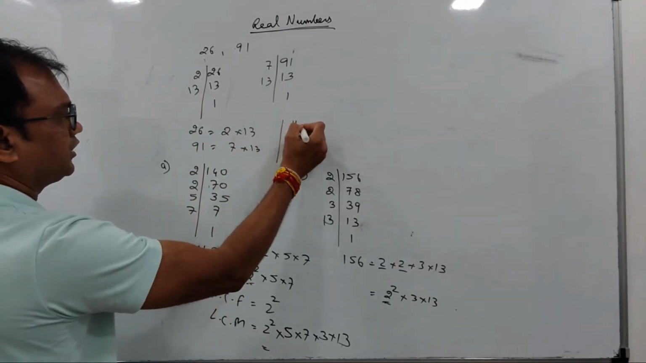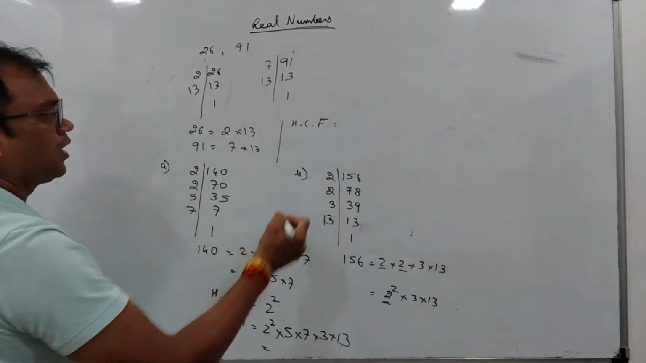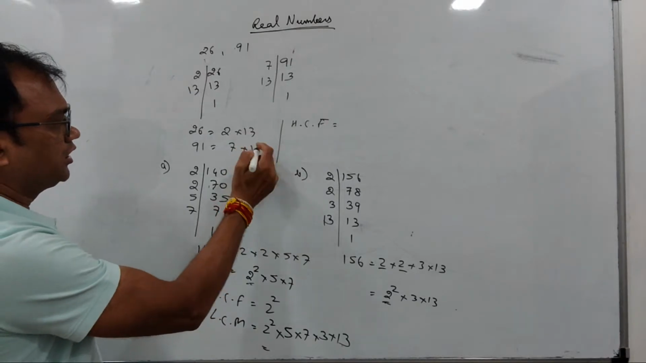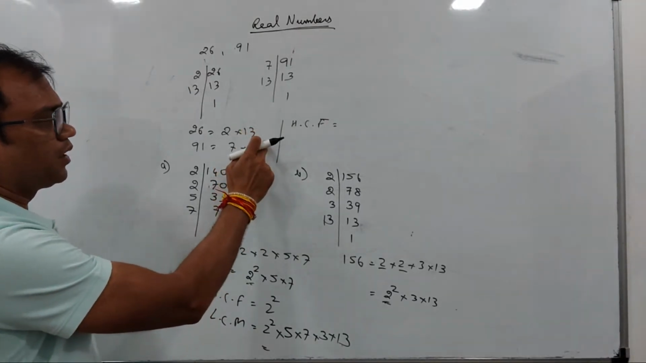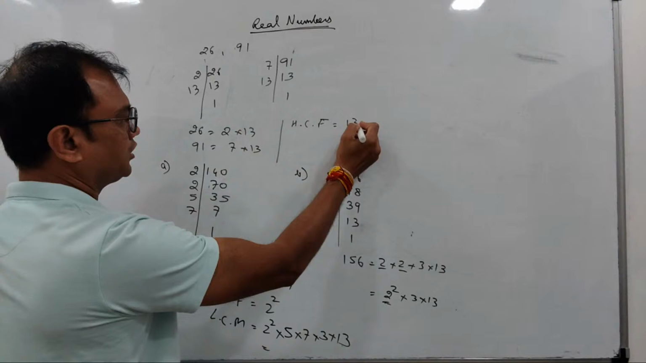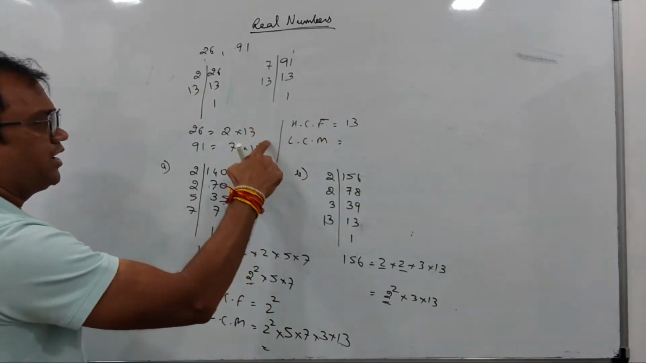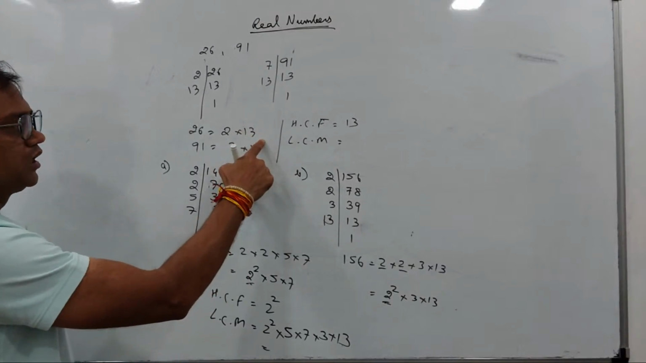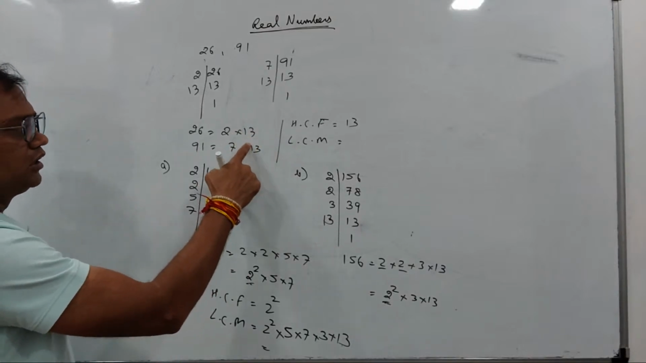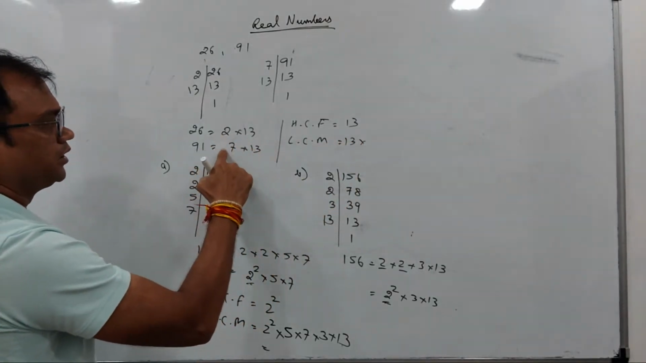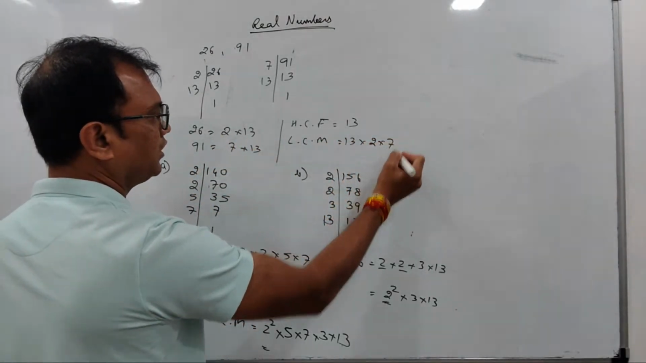When we find HCF, we have to look out for the smaller power of the common number. Since 13 is the only common number and both have power 1, we'll write it as 13. For LCM, first of all, we take the higher power of the common number. The common number is 13. So LCM will be first of all 13 and the remaining numbers are 2 and 7.